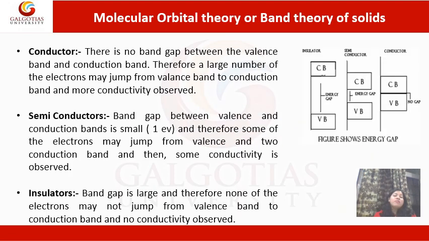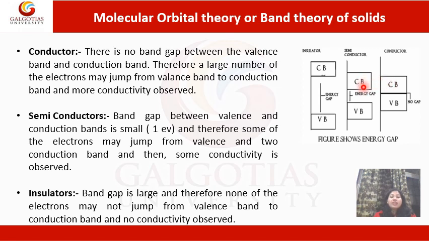On the basis of the valence and conduction bands, we discuss the properties of conductors, semiconductors and insulators. In conductors, there is no band gap between the valence band and the conduction band. Therefore, a large number of electrons may jump from the valence band to the conduction band and more conductivity is observed.